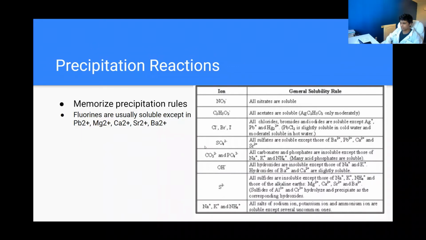Sulfates are usually soluble except those of barium, lead, calcium, and strontium. And chlorine, bromine, iodine are usually soluble except for Ag, Pb, and mercury(I). And then fluorine is usually soluble except in group 2A, magnesium, calcium, strontium, barium, and lead. So we go.